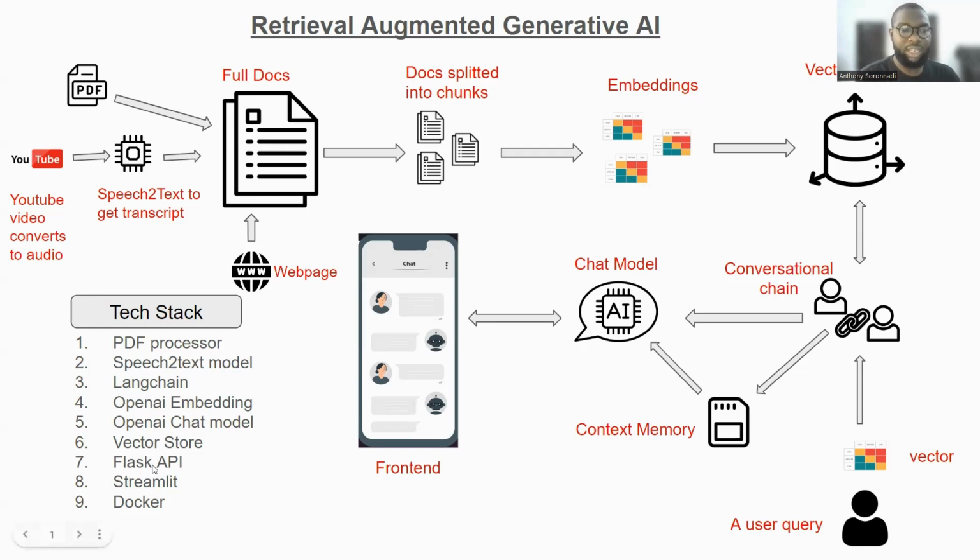Okay, so then we have the Flask API to build the endpoints. We use the Flask API to build the back end, and then Streamlit for the front end. And then we Dockerize the whole thing into a container.